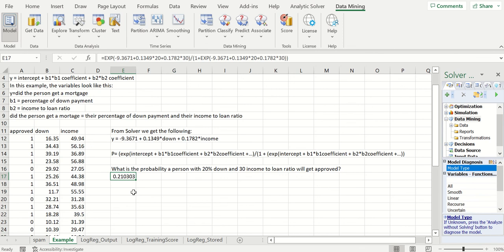What this does for me is give me a model. I can tell someone that walks through the door with 20% down and a 30% income to loan ratio that they have a 21% chance of being approved for this mortgage. Again, should we use the model? That's the question that's going to come up.